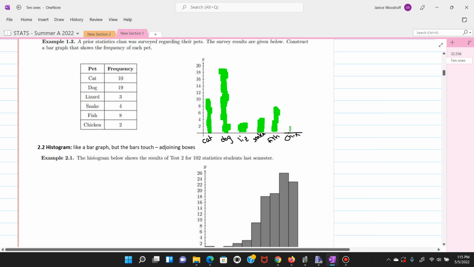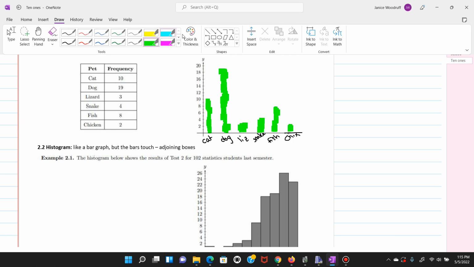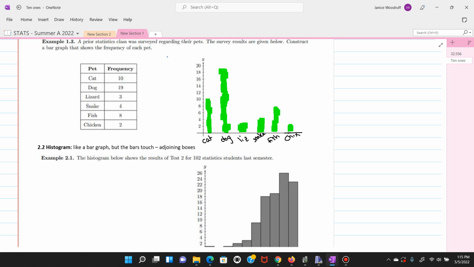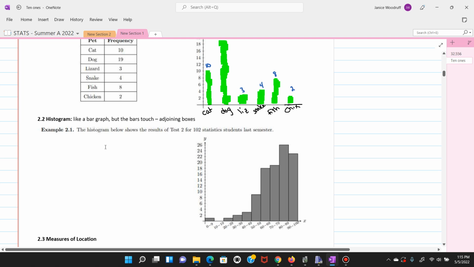All right, now that's not very nice drawings, so I am going to write the numbers. Sometimes they're on there, sometimes they're not, but it's helpful to put the numbers on if you need to. So lizard 3, snake is 4, fish is 8, chicken is 2. Biggest thing about this is that those are not touching, because a histogram is a bar graph, but the bars are touching. So if you look at example 2.1, this is showing a histogram, and those bars are touching. That's the biggest difference there.